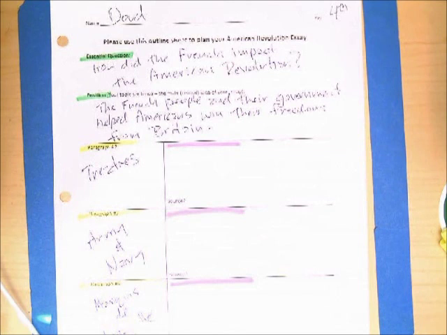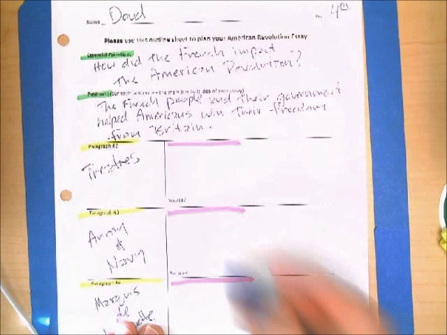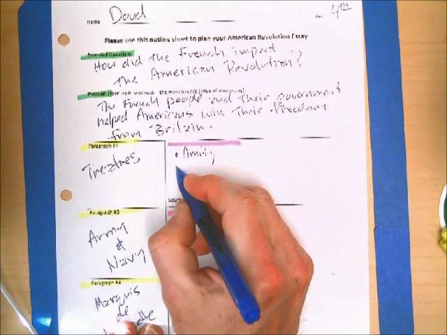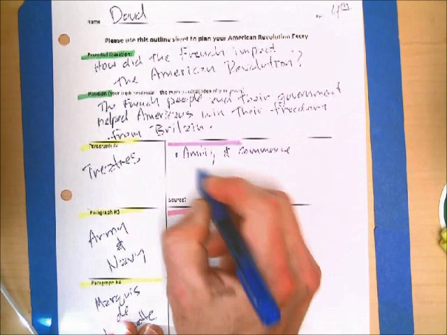Now you'll notice on the outline that as I'm filling in the details from my notes, I'm not writing in complete sentences. In fact, this entire outline only has two complete sentences on it. And that is my essential question and my position. And again, the position is just your main idea or topic sentence. The rest of my outline is simply bullet points and words.